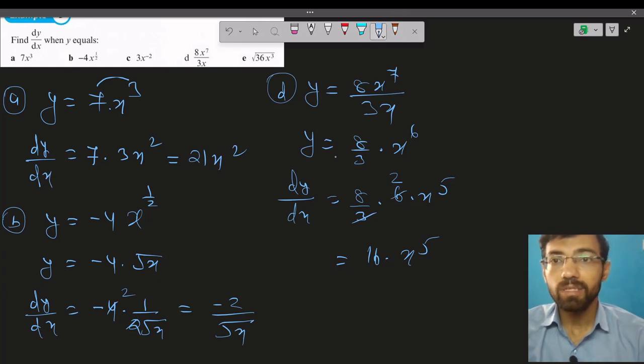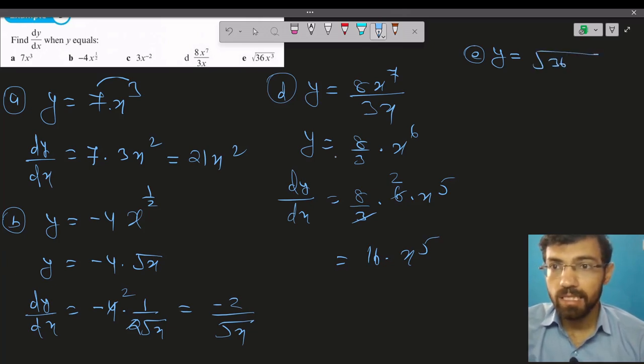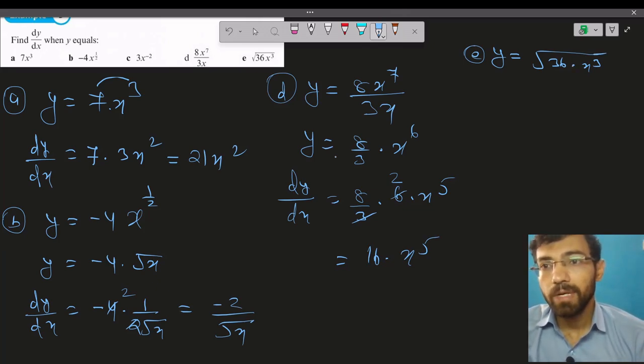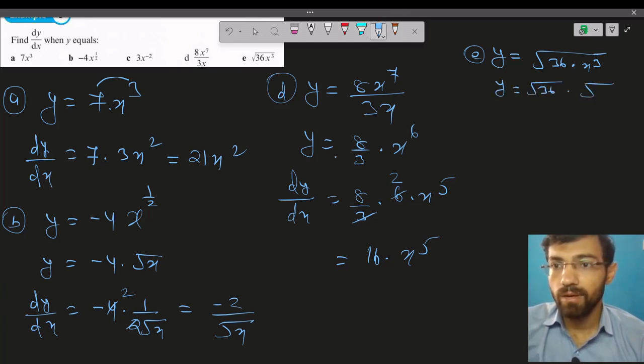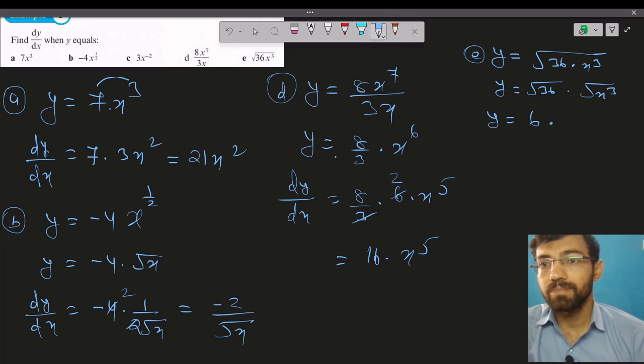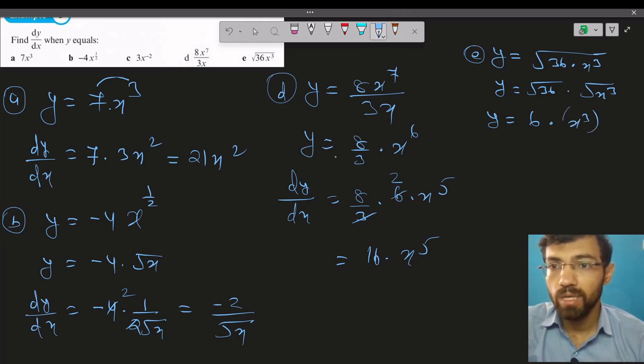That seems quite a good question. So my y is nothing but root of 36 into x cube. Yes, this we will simplify it first. So if you have product inside the root, you can separate the root. Like I can write root of 36 into root of x cube, and this is y equals to root 36 is nothing but 6, and this is x cube whole raised to power half.